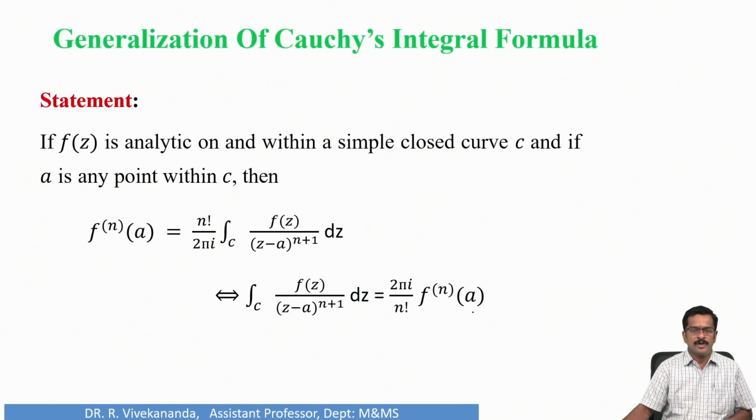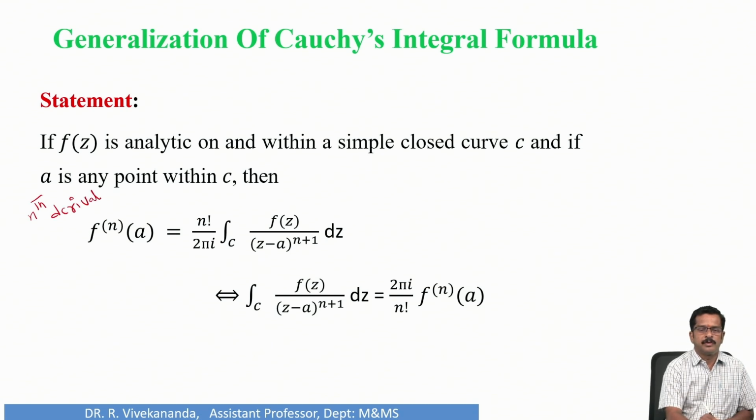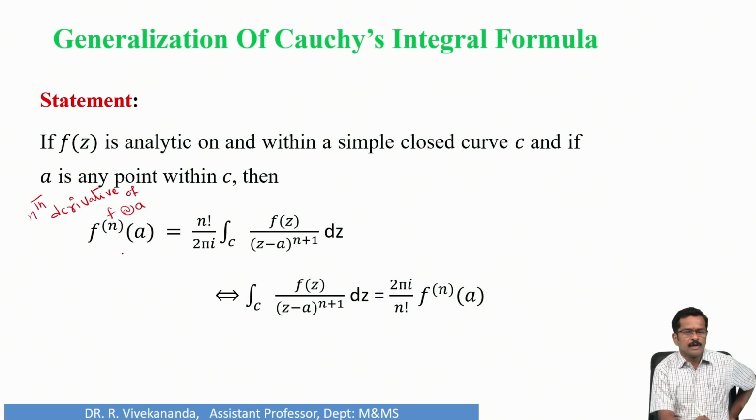If more than one singular point exists, meaning n number of singular points, 2 singular points, 3 singular points, in such a case this is the formula. The nth derivative of f at a is equal to n factorial by 2 pi i into integration over c of f of z by z minus a whole power n plus 1 dz.